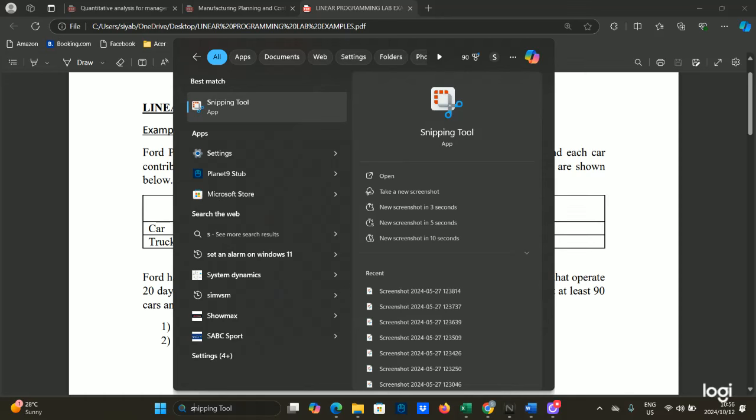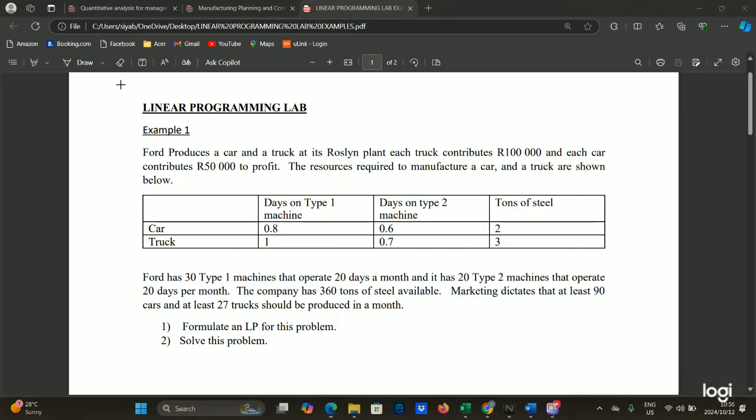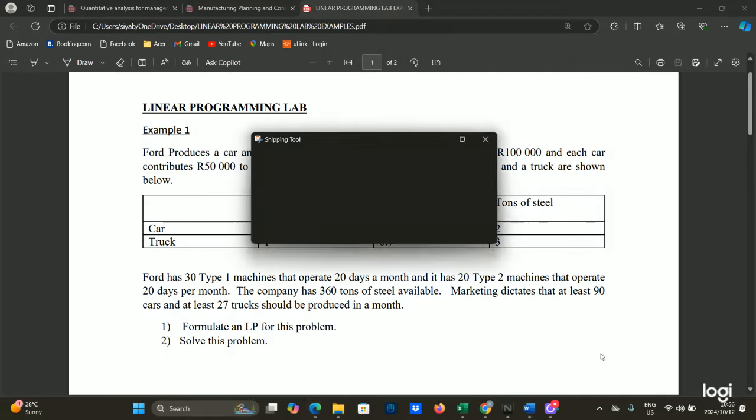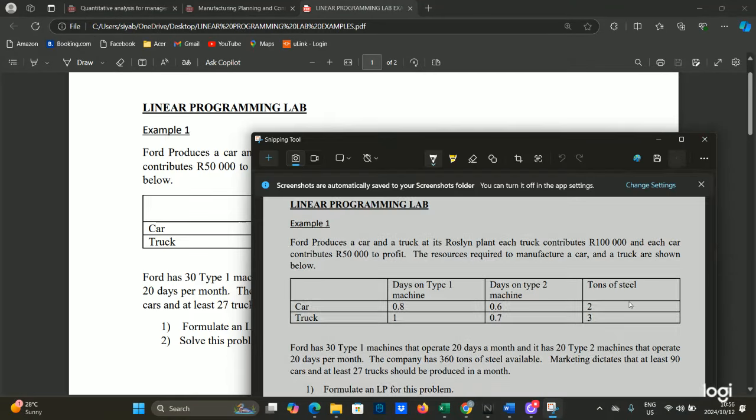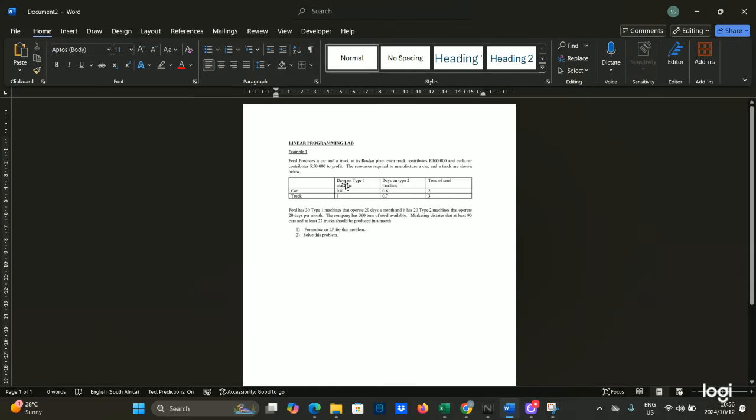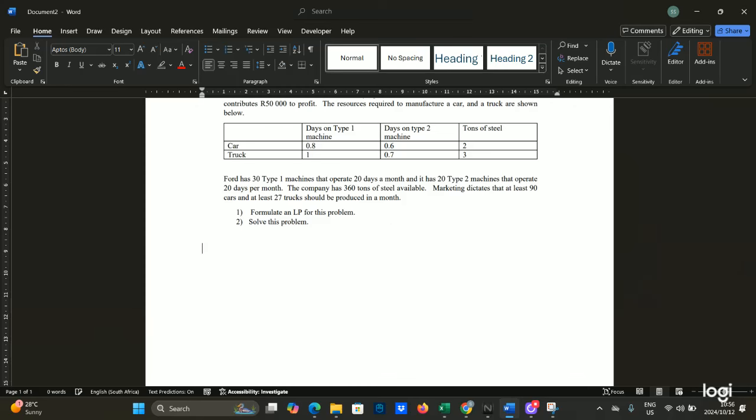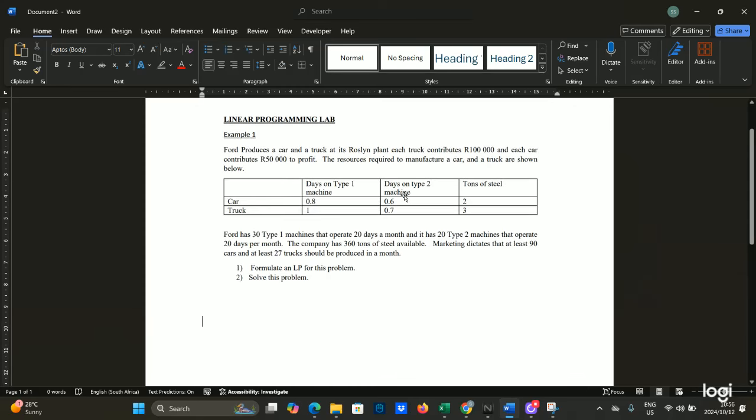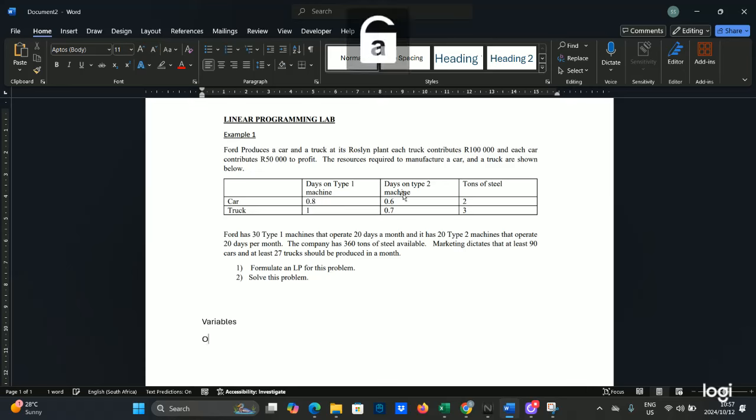First, I want us to take the snipping tool. Let's just start with example one, and then I copy this into Word, so I have somewhere I can type my objective. The first important thing when you're formulating a linear programming model is to identify the number of variables that you are dealing with. Secondly, you have to identify your objective function, which answers what you are trying to achieve. Are you trying to minimize cost or maximize profit?